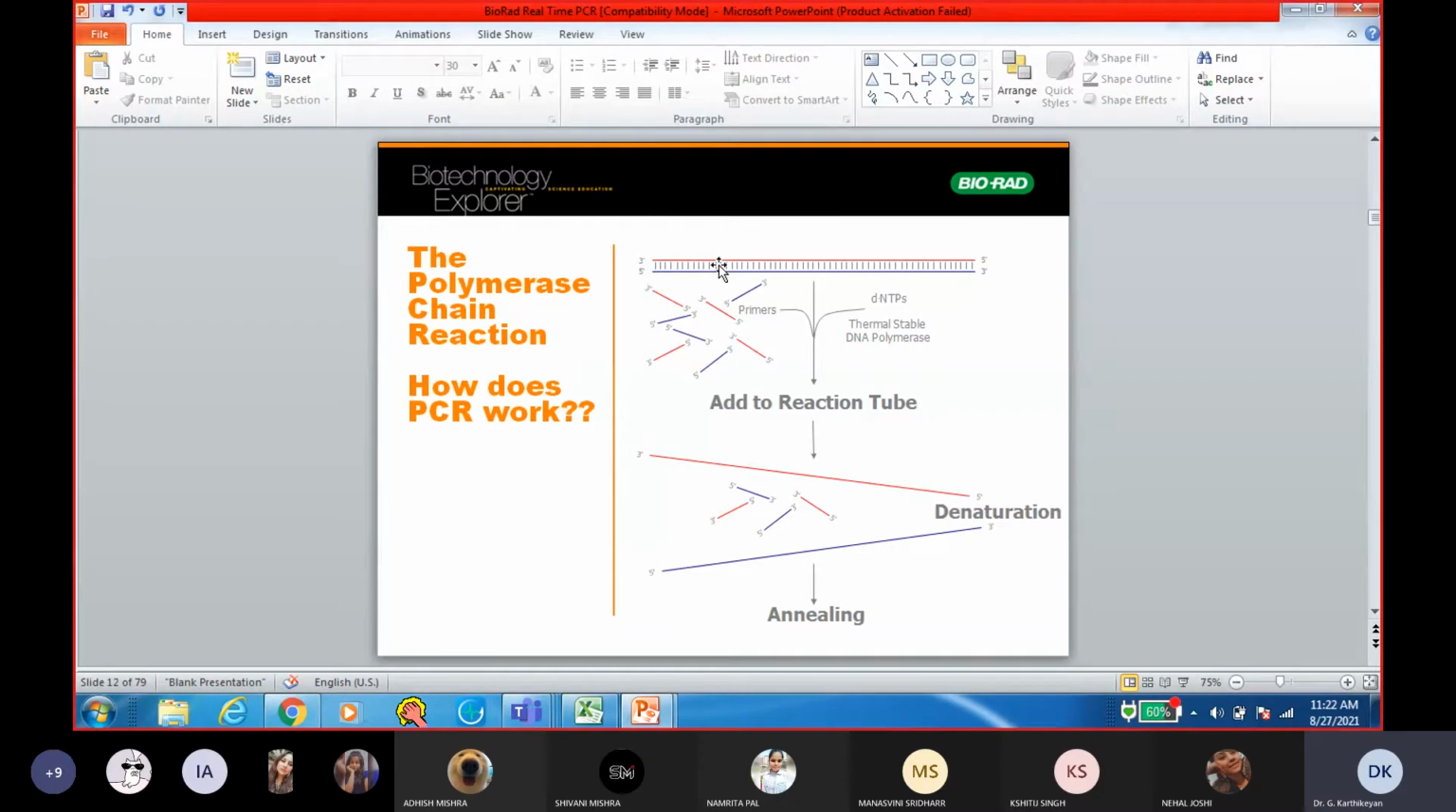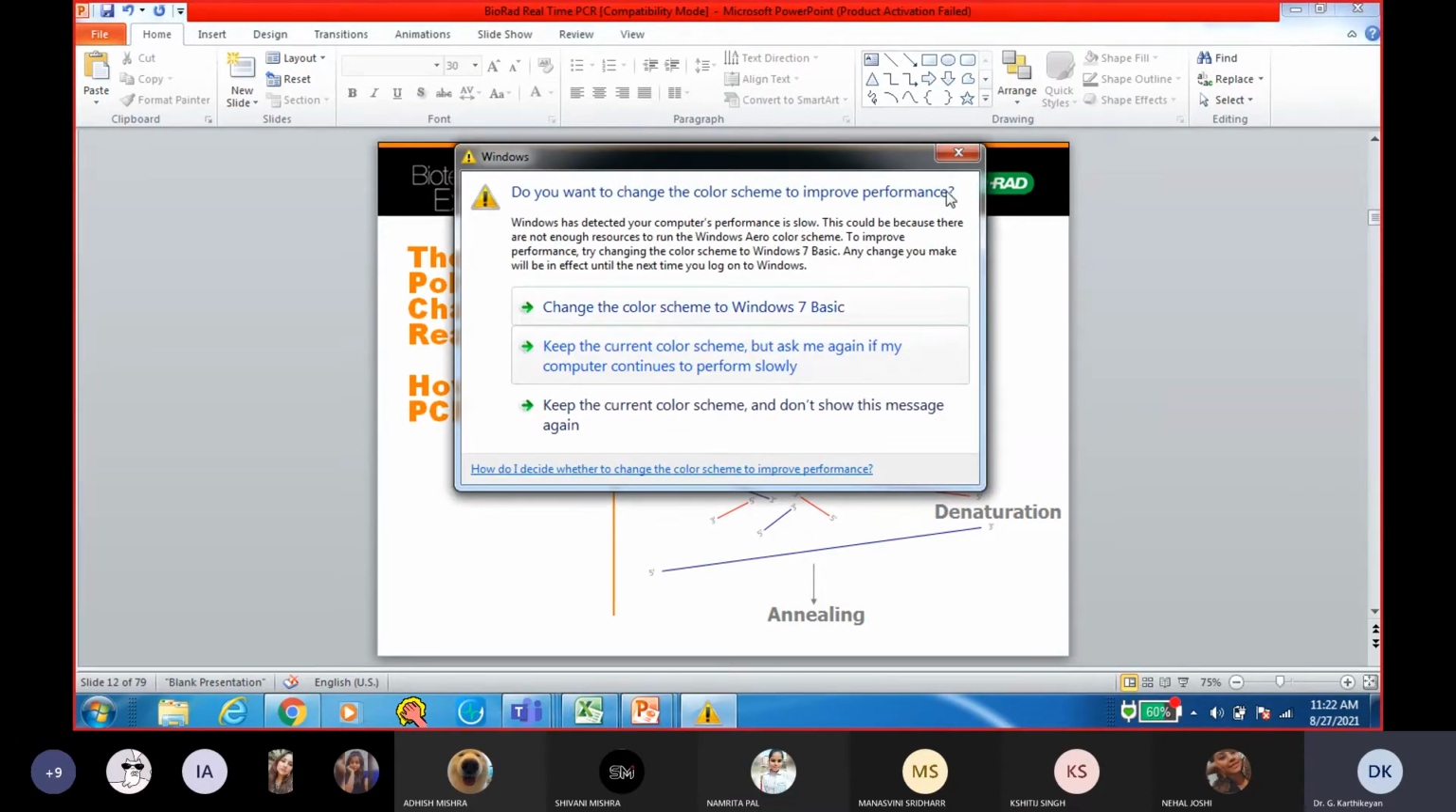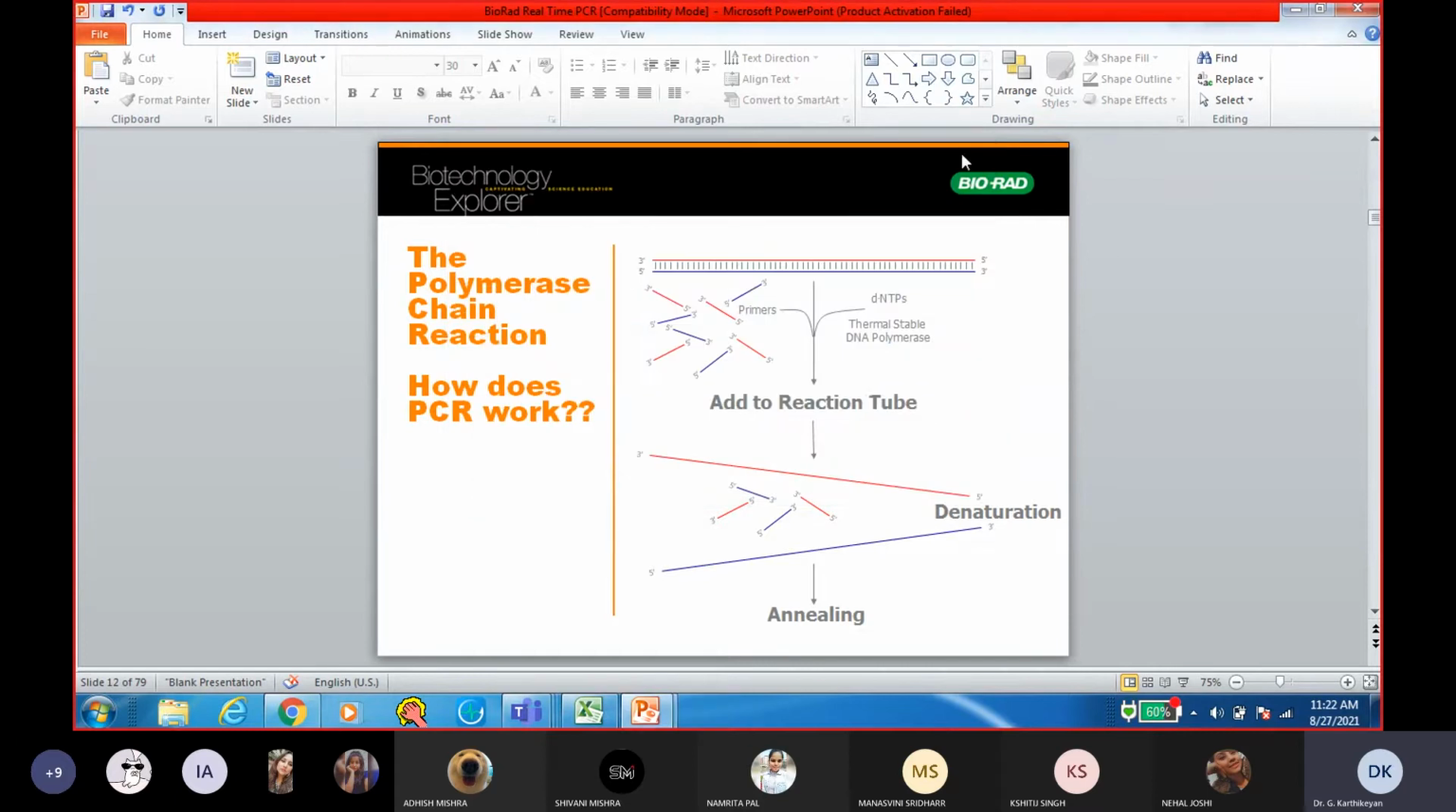We all know that there is a double stranded DNA. It has two primers, one which is called the forward primer and one that is called the reverse primer. Then you have lots of dNTPs and a thermostable DNA polymerase. It could be Taq polymerase; there are many other polymerases. All in a buffer, and then you have denaturation, then you have annealing.